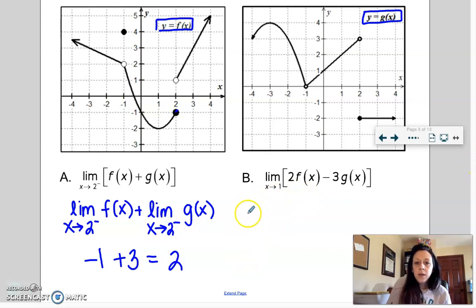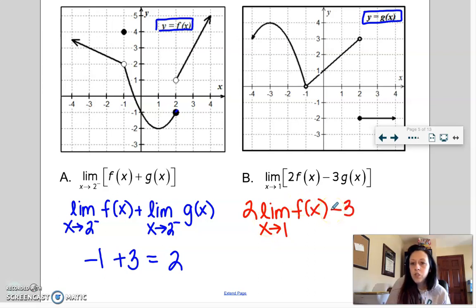Okay, example B, I see constants and I see a difference. So I'm going to break it all up. I'm going to put the 2 on the outside, and then I'm going to also put the g of x in its own limit. That way I can look at one thing at a time. Okay, so we want the limit as x approaches 1.